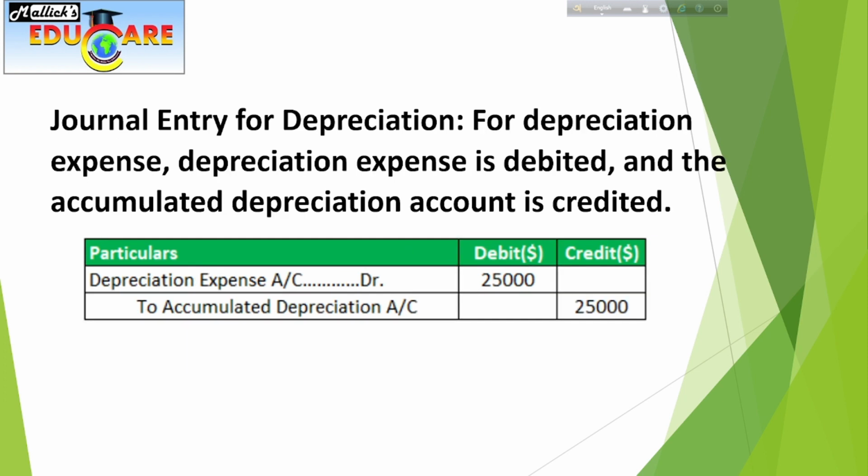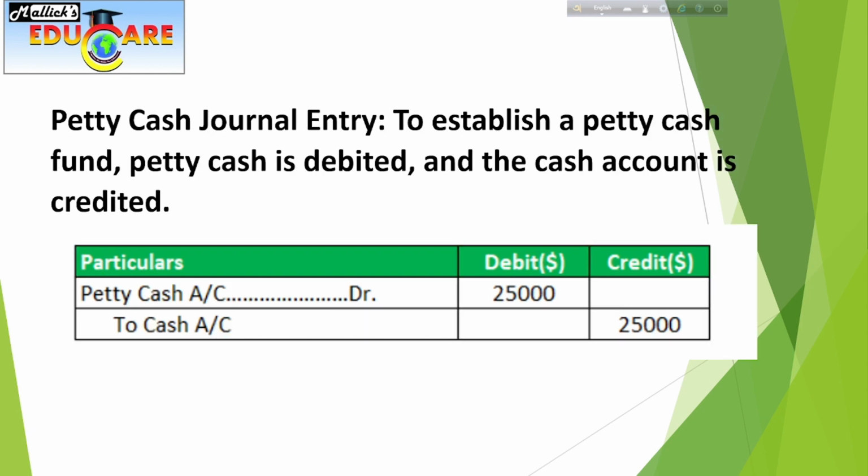Journal entry for depreciation. Depreciation expense is debited and the accumulated depreciation account is credited, not the machinery or other assets, only the accumulated depreciation account is credited. Depreciation expense account debit 25,000, to accumulated depreciation account credit 25,000.